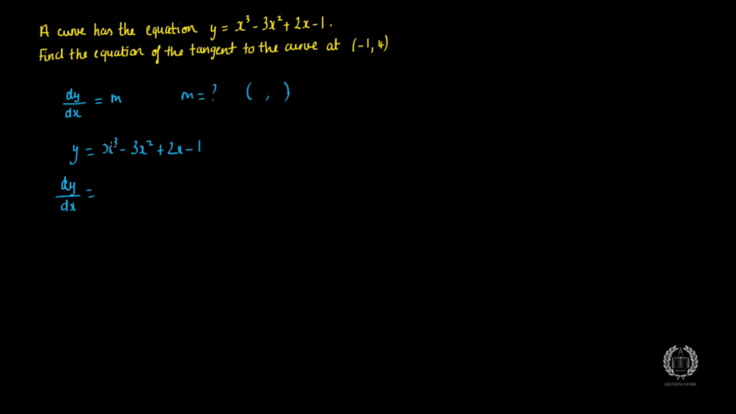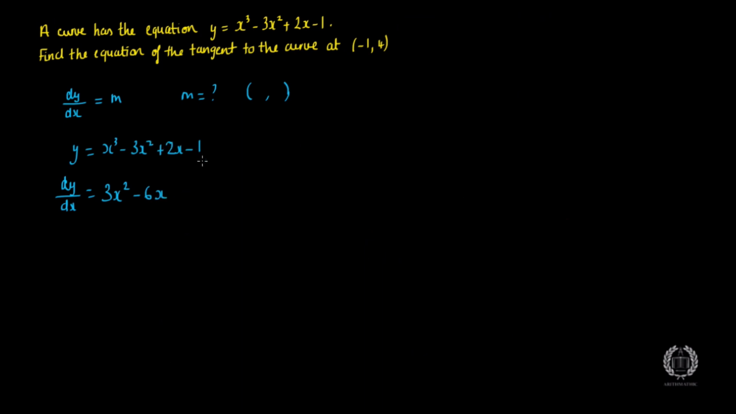Now remember, if we differentiate, we times the power by whatever number is in front, which is just 1 here, so it's going to be 3, and then we take away 1. So that's going to be 3x squared. Now we're going to times the power, 2 by 3, so that's going to be minus 6, and then we're going to take away 1, so it's just going to be x.